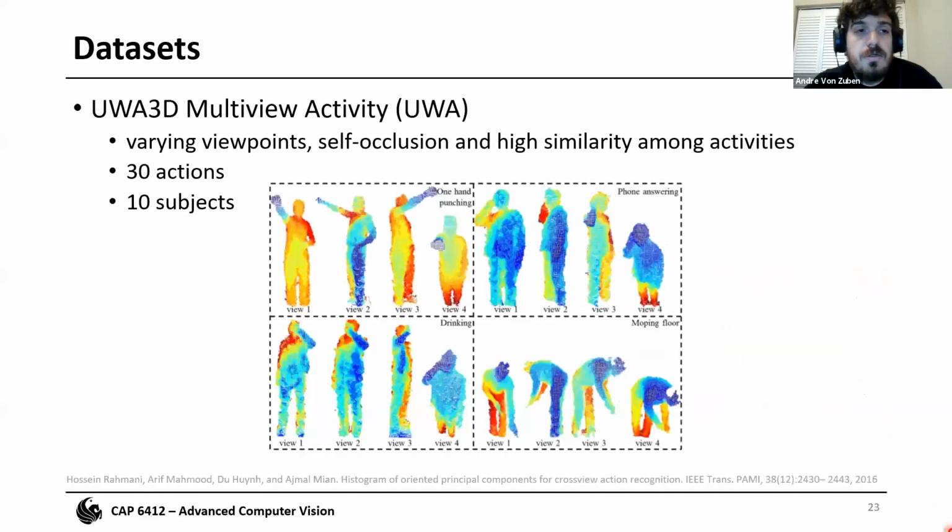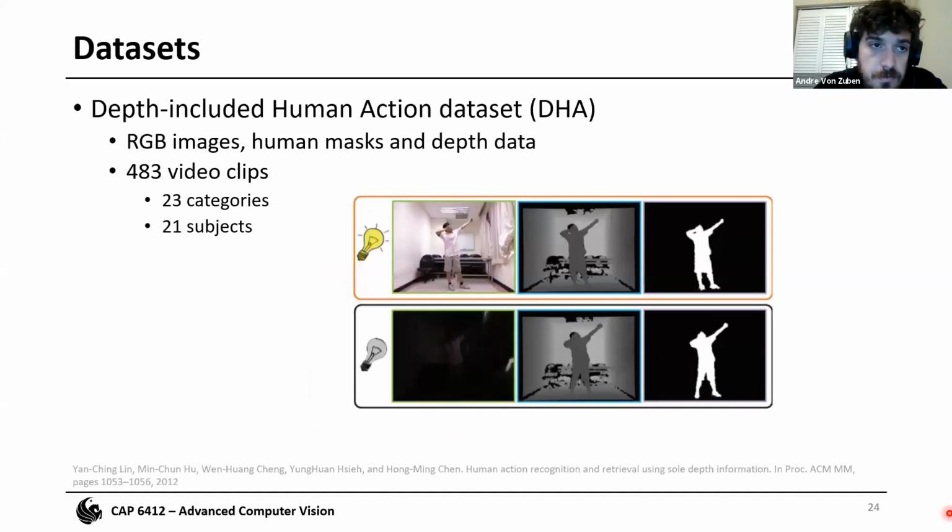So they also use the UWA 3D multi-view activity dataset, UWA. This dataset has varying viewpoints, self-occlusion, and high similarity among activities. As we can see here, phone answering is similar to the drinking activity. This dataset is divided into 30 classes and has 10 subjects.